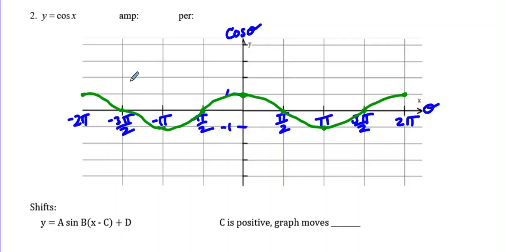Okay, so it still has an amplitude of 1 because the midline is still at y equals 0, and the distance from the midline to the maximum is still 1. The period is still 2 pi because it goes a period of 2 pi before the pattern starts to repeat. Alright, so let's look and see what happens when we transform these functions.